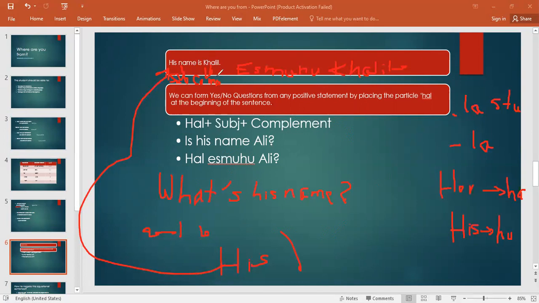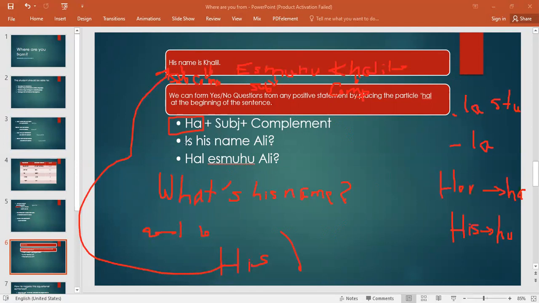So every positive sentence, which is called an equational sentence, is made up of two things: subject and complement. So we agreed that we have اسمه Khalil. اسمه, because his name is the subject, and this is the complement. Okay, I need here one thing to ask you about. If you want to form a yes or no question from this sentence, his name is Khalil, from this positive statement, how would you do that? You ask, is his name Ali? So here you add هل before the subject and complement, because as we know, we use هل to ask yes or no questions, okay?